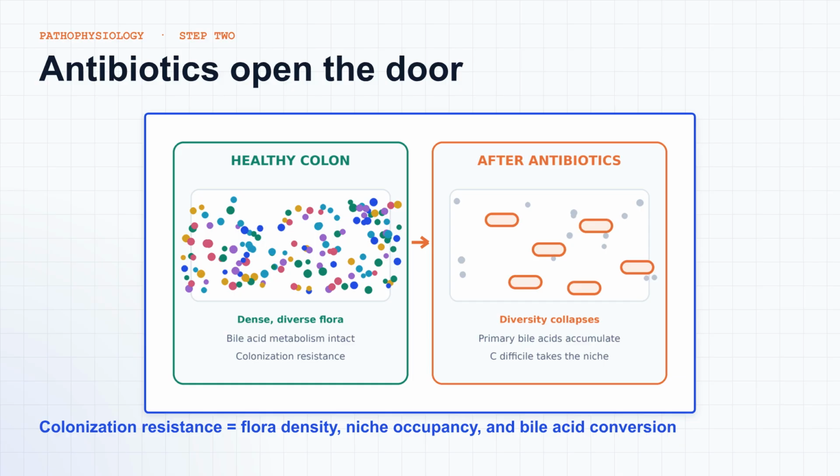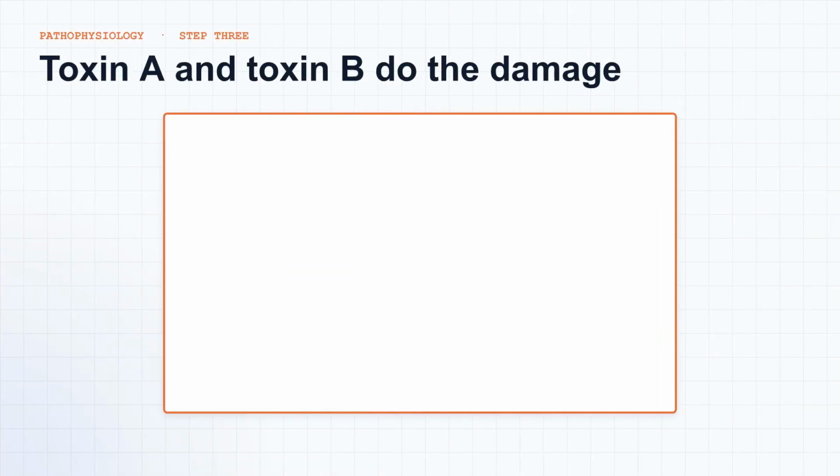Antibiotics collapse that diversity. Primary bile acids accumulate, and primary bile acids are exactly what triggers spore germination. The niche opens, and C. difficile fills it. This is also why treatment is a balancing act. Every antibiotic you give to treat C. difficile also keeps the protective flora suppressed a little longer. Here's the injury step.